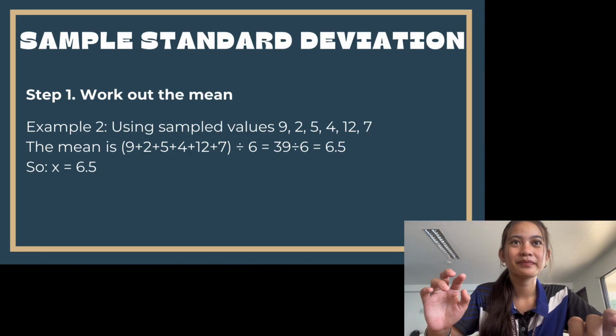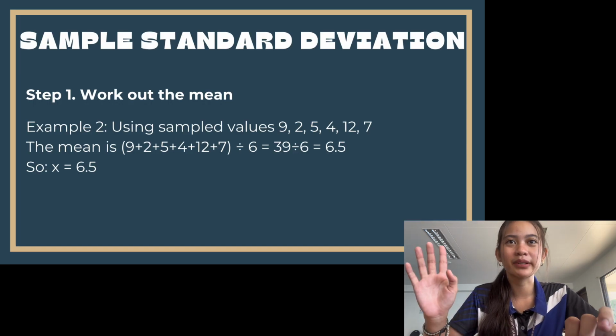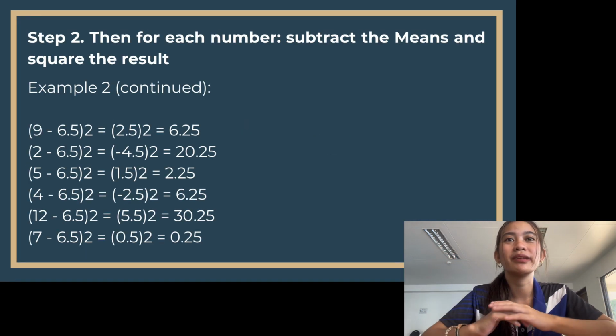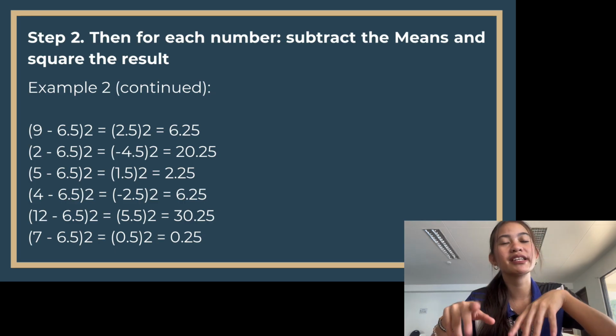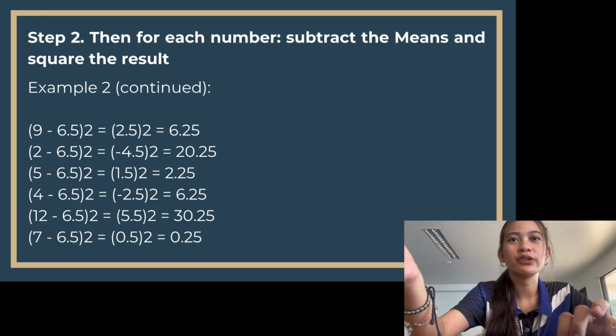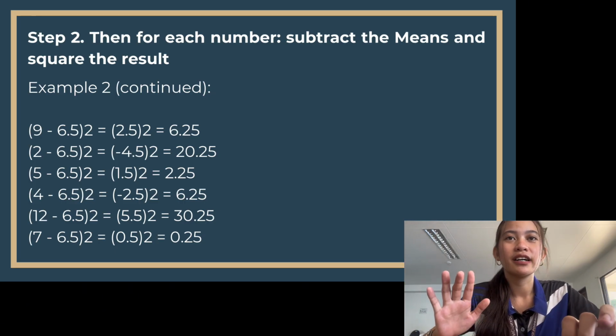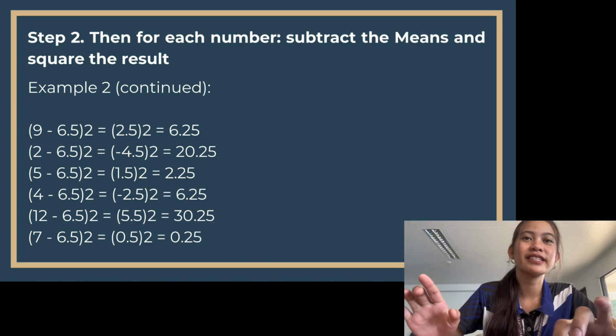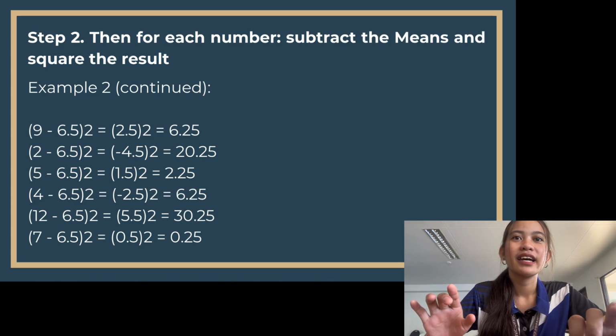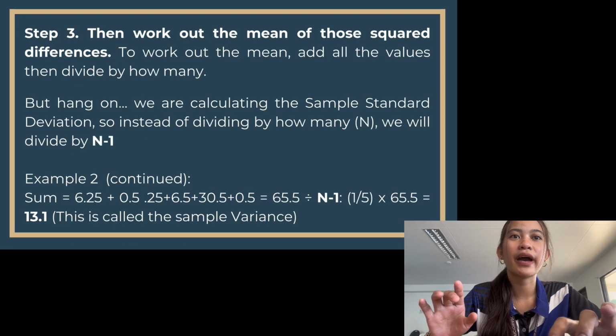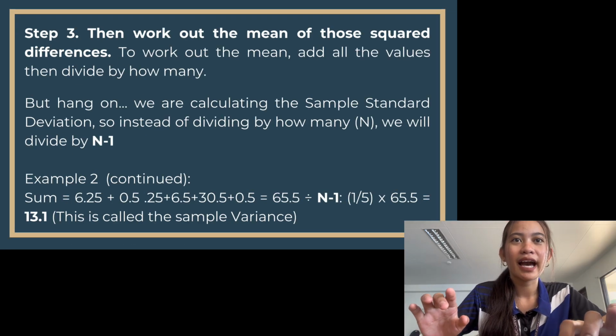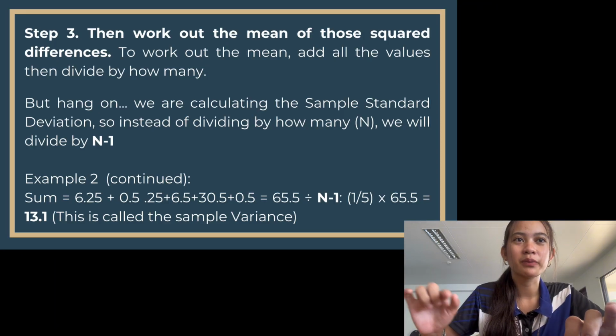Okay? That's a sample. Now for each number, we subtract the mean and square the result, and we apply it for the 6 values, and that's it. Then we have to add it all up, and divide by n minus 1.